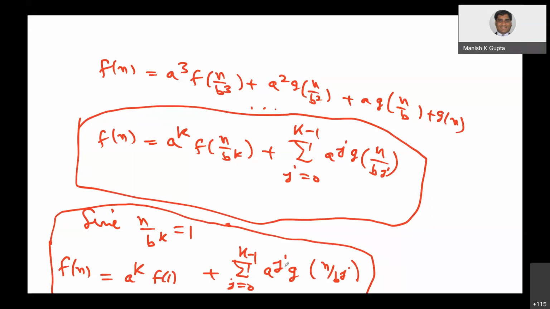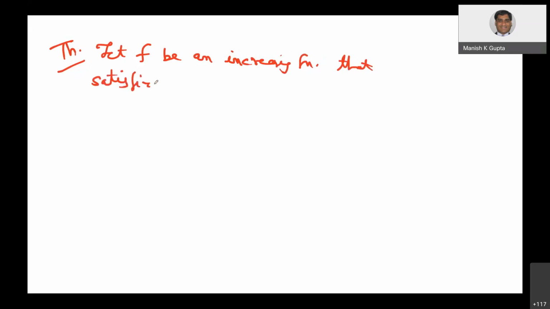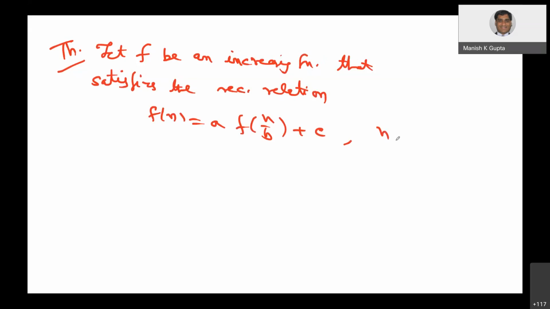Now, using this relationship, we can prove the following theorem, and I'm skipping the proof right now. So let f be an increasing function that satisfies the recurrence relation f of n is equal to a times f of n by b plus c, where n is divisible by b, and we assume that a is greater than or equal to 1 and b is greater than 1, and of course the constant c is a positive real number.